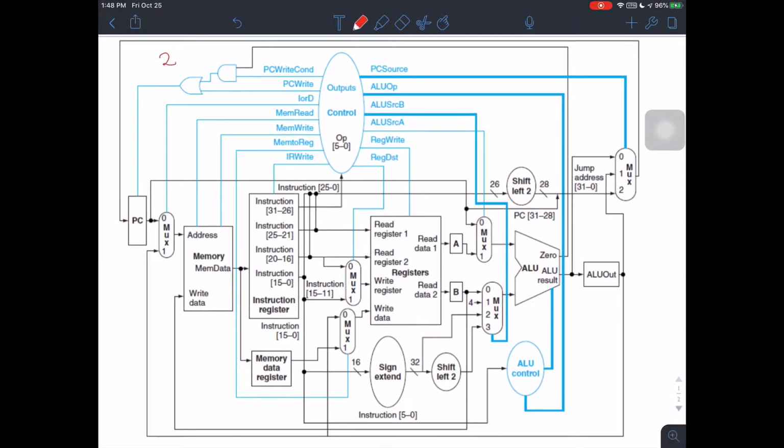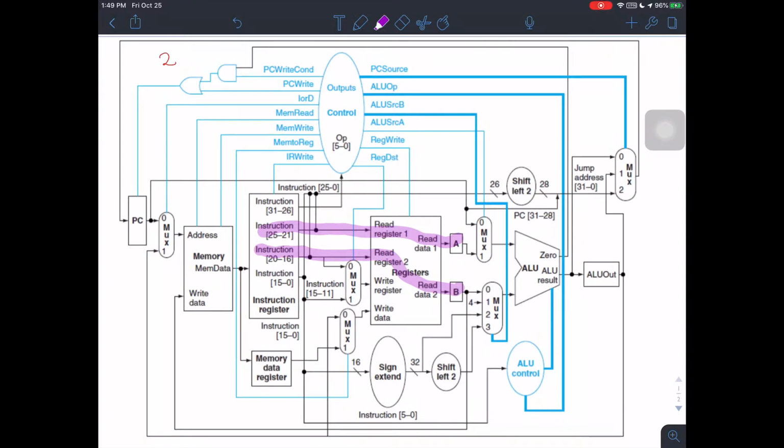In the second cycle, the data from register RS and RT is sent to register A and B respectively. Then, regardless of the opcode, the branch address is calculated. This is so that the CPU does not have too much idle time.